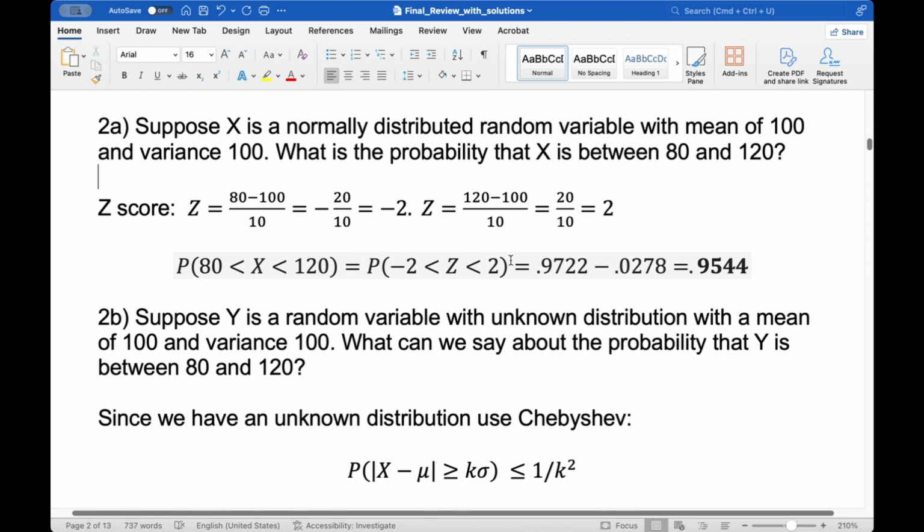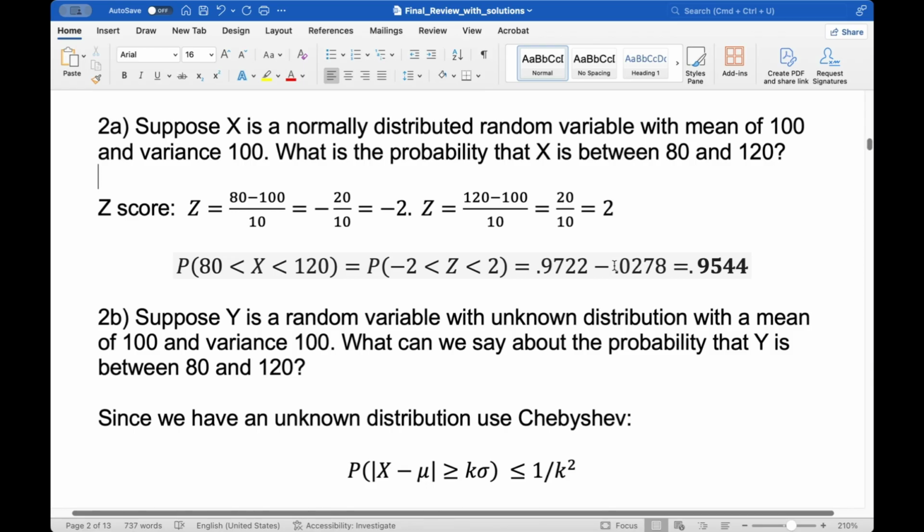Looking this up on your chart, the value for 2 on the table is 0.9722, and for negative 2, the table value is 0.0278. You subtract those and you get 0.9544. So it's about a 95% chance.